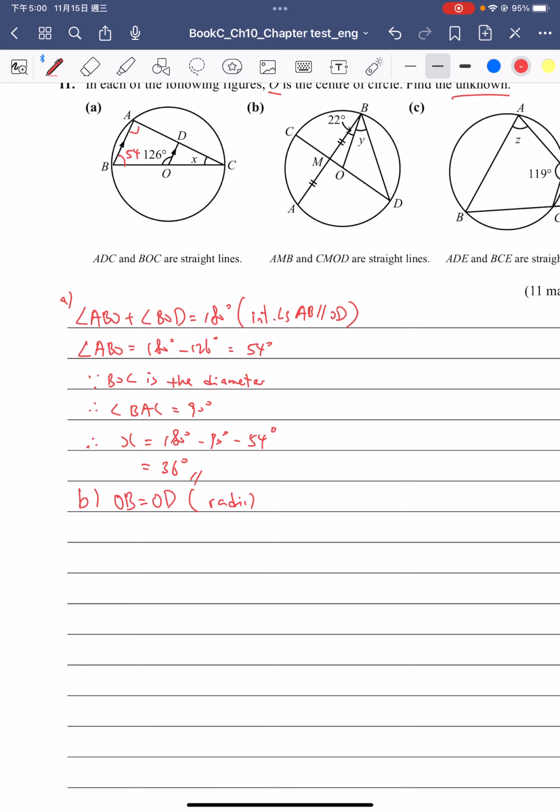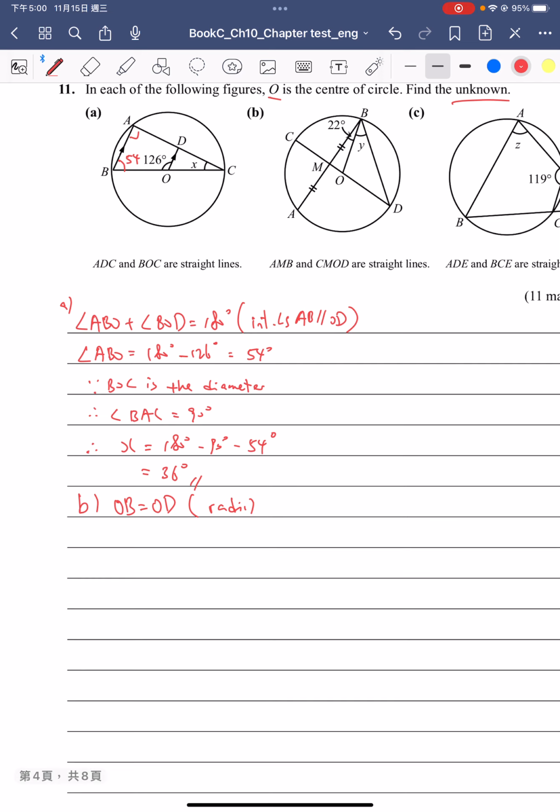And then what else can we say? We can say that the angle OBD is equal to the angle ODB, by using the base angles of an isosceles triangle. Then we can say that the angle ODB is equal to y as well.